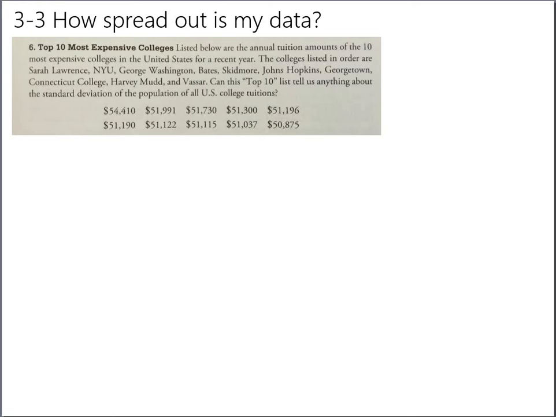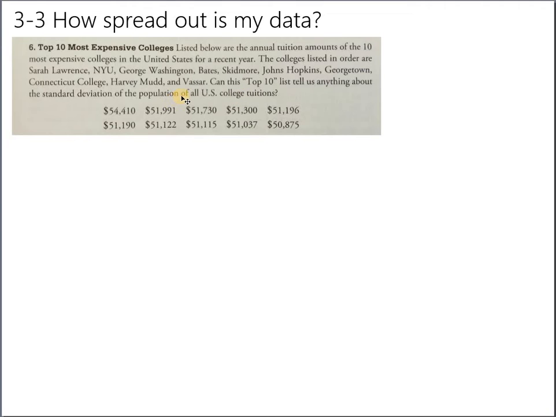Okay, let's take a look at a typical homework problem from section 3.3. This is problem number 6. It's got the annual tuition at the 10 most expensive colleges in the United States for a recent year, and they tell you what the colleges are. And they have a thought question: can this top 10 list tell us anything about the standard deviation of the population of all U.S. colleges? So we'll get to that.